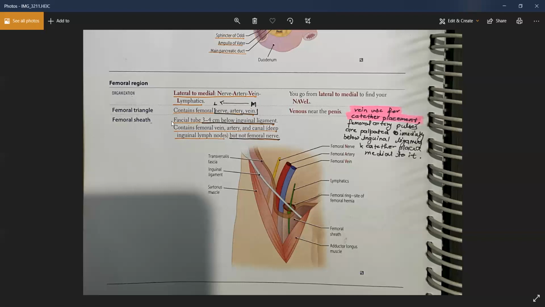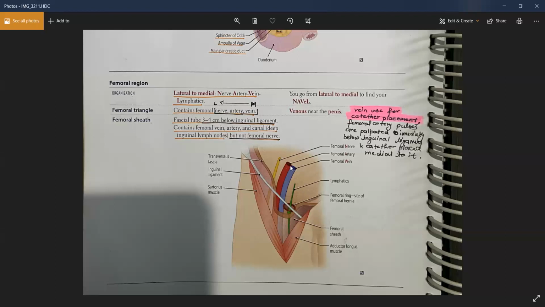Femoral sheath, which is formed after the inguinal ligament. It contains the vein, the artery, and the lymph nodes, but it does not contain the femoral nerve. Very important. And this is where the saphenous veins drain the blood into the femoral vein, at this part only.